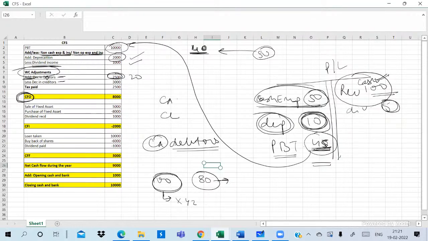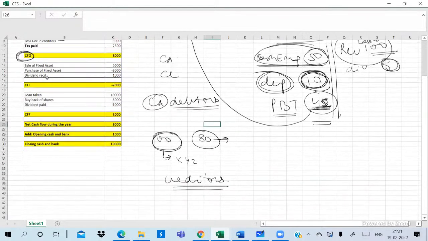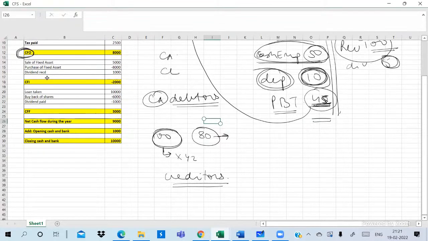Let's look at the other one, which is creditors. It's just the reverse. Let's look at creditors. Let's say I had opening creditors of 60 crores. And at the end, I'm saying I have outstanding creditors worth 55 crores. So what has happened during the year? My creditors went down from 60 to 55. So what has happened during the year?